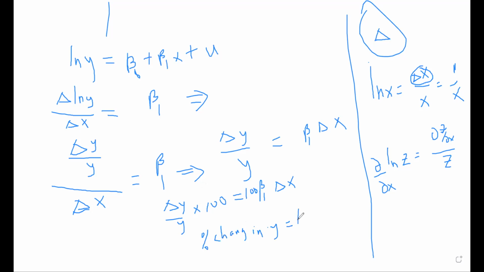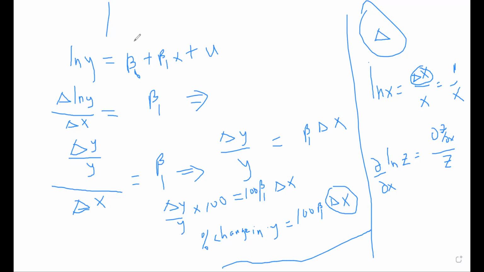And therefore, this is what equals 100 times beta 1 change in x. Therefore, that is the interpretation. When x changes by 1 unit, there will be a 100 times beta 1 percentage change in y. If x changes by 1 unit, then the percentage change in y is 100 times beta 1. You will see its application surely. Excellent. I hope you are following so far.